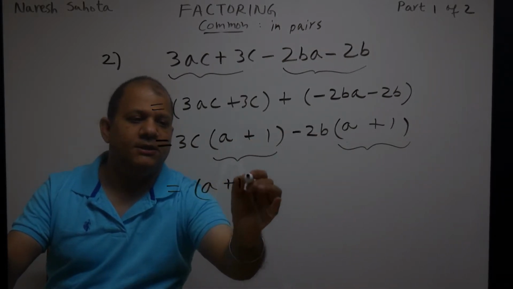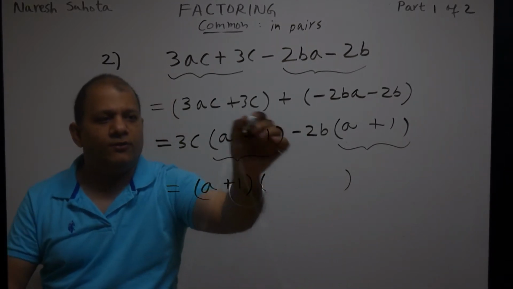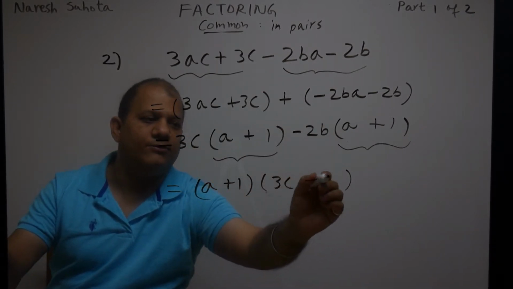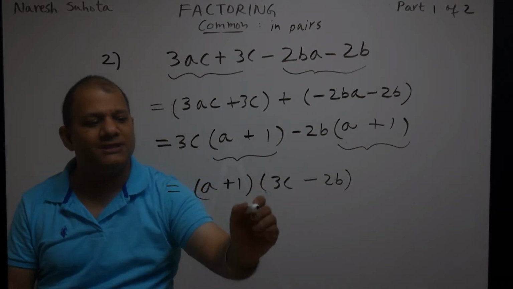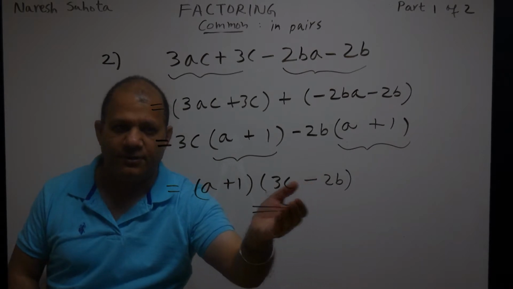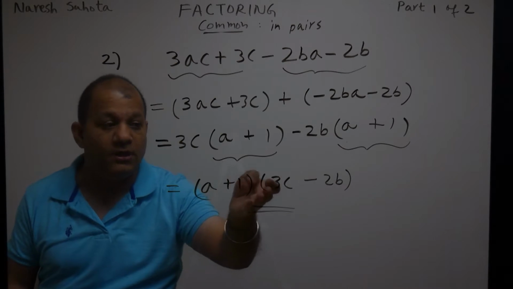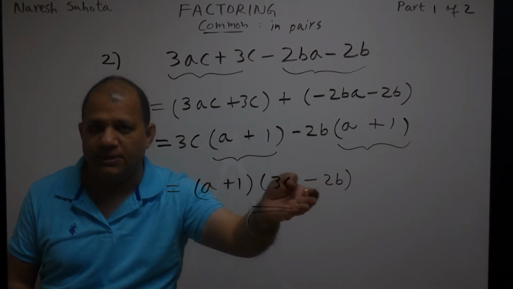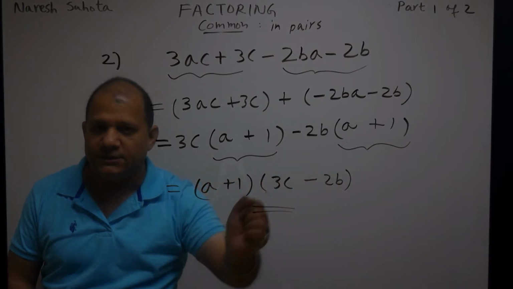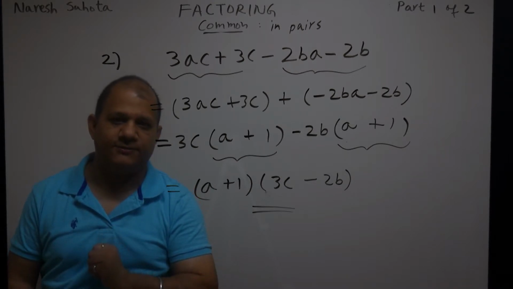So a plus 1, the bracket is common, so what are we left with? So from here we know the other factor is 3c, and from here we're left with minus 2b. So this is the final answer. And you actually can ask yourself, can I factor this further? And the answer is no, because what would you factor from a plus 1? What would you factor from 3c minus 2b? There isn't anything common, right, in this bracket or that bracket separately, and so you reach the end. So that's the final answer. Okay.